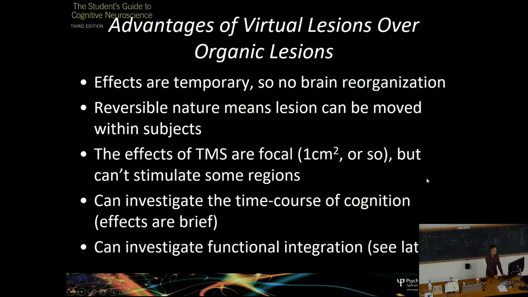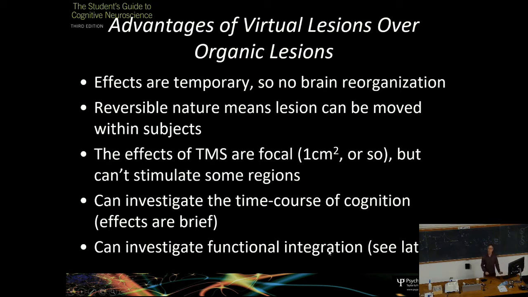How is it used cognitively? Well, it's used cognitively basically to try and figure out what regions of the brain are doing. So you can move the coil around so you can see what happens when you induce a current here versus there, and so on.